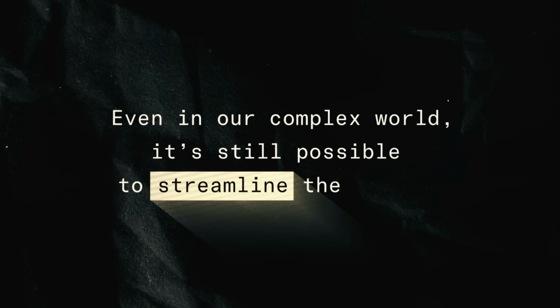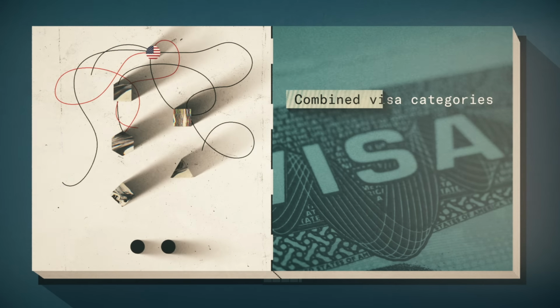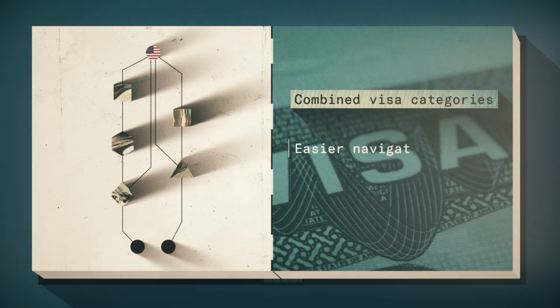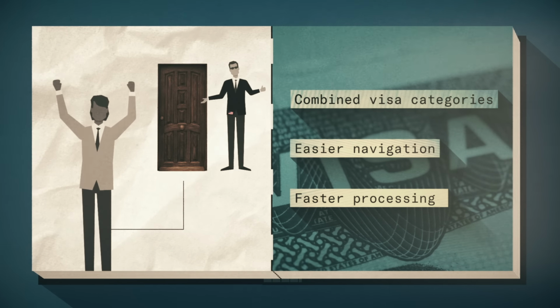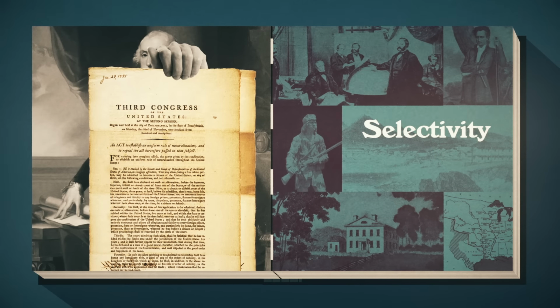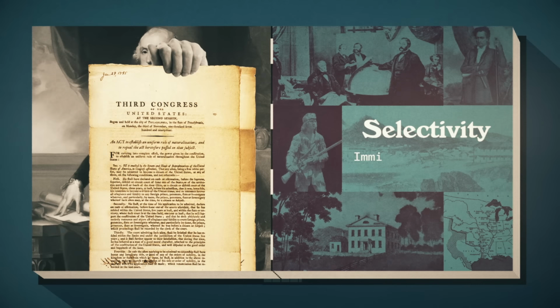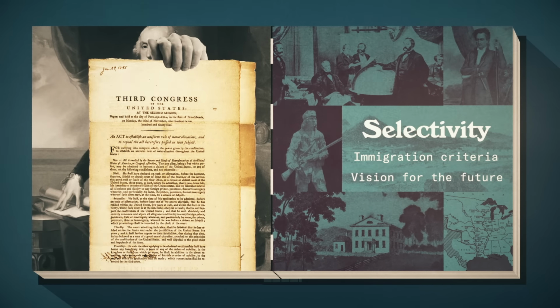Even in our complex world, it's still possible to streamline the system. For example, many visa categories could be combined into broader groups to allow for easier navigation and faster processing times for immigrants and officials. Early in the Republic, the United States also focused heavily on selectivity, encouraging immigrants based on criteria that aligned with our nation's vision for the future.